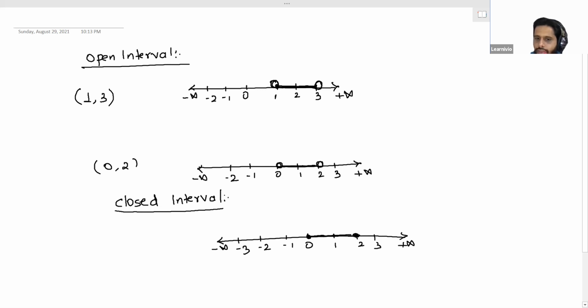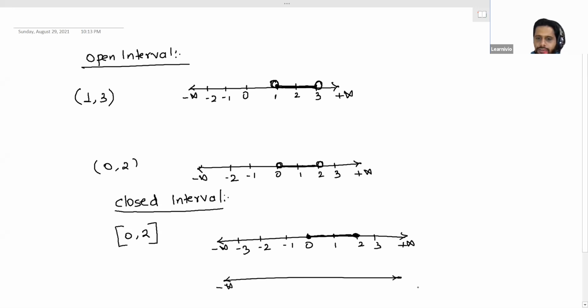Okay, 0, 2, and the values between 0 and 2. So we will represent this as [0, 2]. This represents the values 0 and 2 as well as the values between 0 and 2. We are including 0 and 2, that's why we are highlighting them by dark circles. This is clear? Yes, sir. Okay, very good.